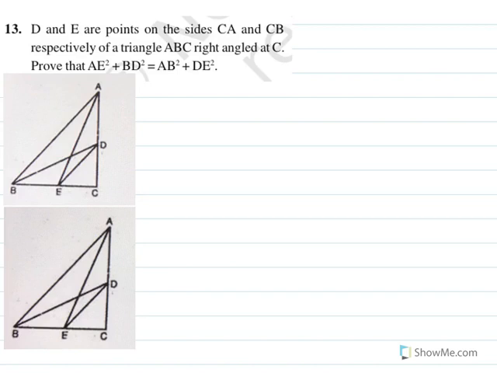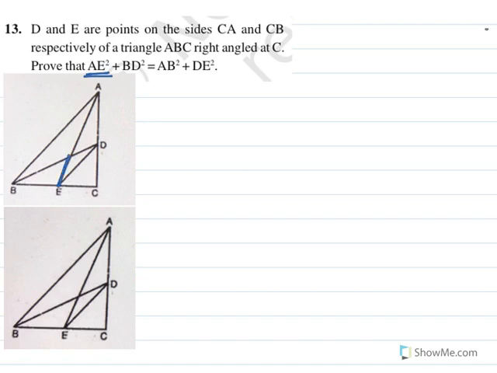D and E are points on the sides CA and CB respectively of a triangle ABC, right angled at C. Prove that AE square plus BD square equals AB square plus BE square. In the first step, we are going to find out what is AE square.